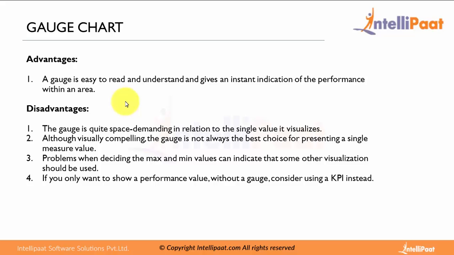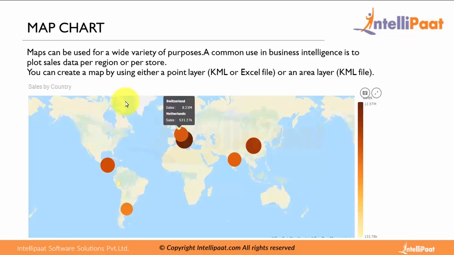If you are having a single measure value, you can go with KPI because a KPI will work with both single measures and two measures. Here, if it is a single measure, it will not be appealing and not meaningful also. So the problems when deciding the max and min values can indicate that some other visualization should be used. If you only want to show a performance value without a gauge, consider using a KPI instead. Right? So we have seen the fourth chart. So the next chart is map chart.